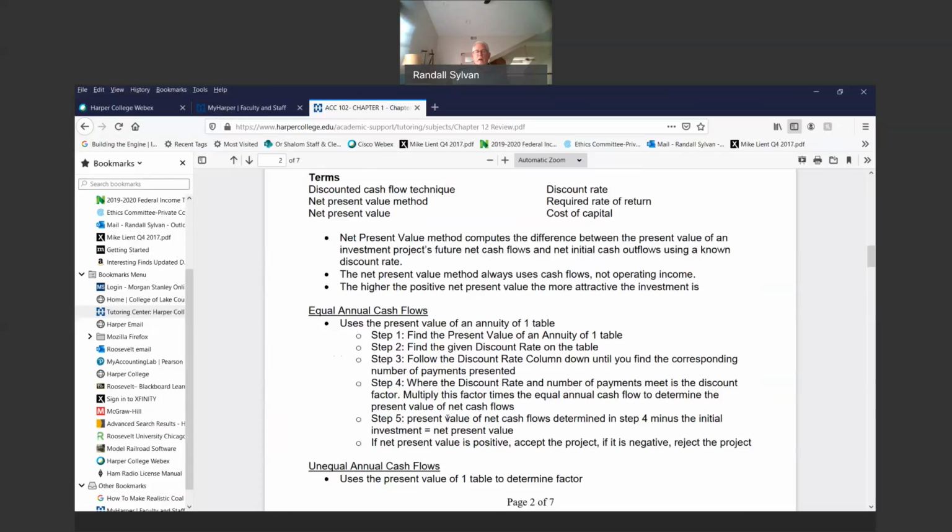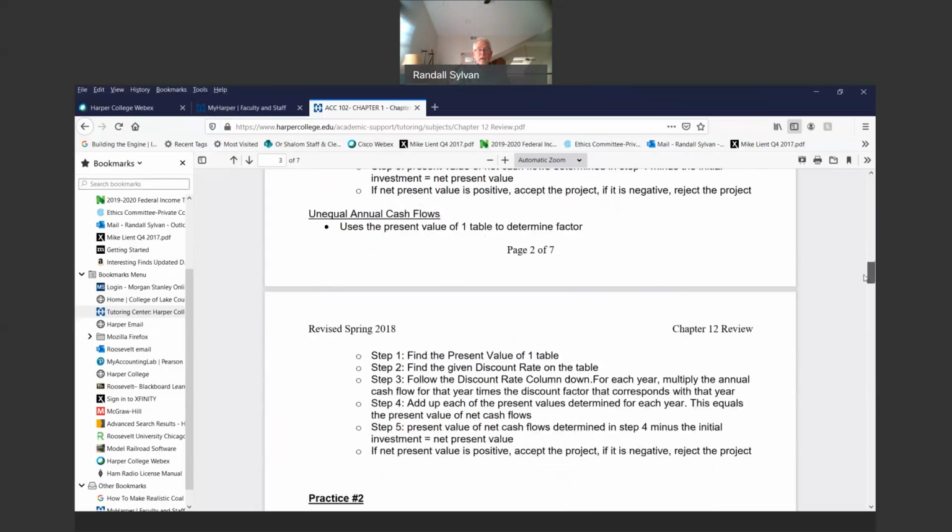You wouldn't use it, because if you accepted that project you would lose money, and nobody likes to do that. If you have uneven cash flows, then you have to use the regular present value of one table and take each cash flow. Like it says here, you find the given discount rate, and then for each year, you multiply the cash flow for that year times the discount factor for that year, add up all of the amounts that you just calculated, and compare that to the investment. So if it's positive, again, you accept it. If it's negative, you reject it. But you have to look.